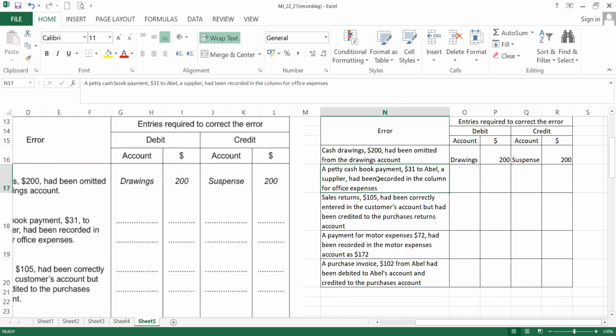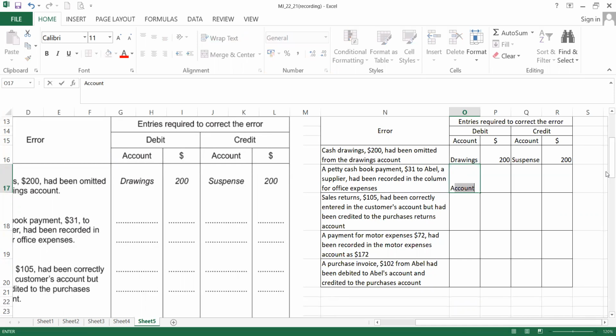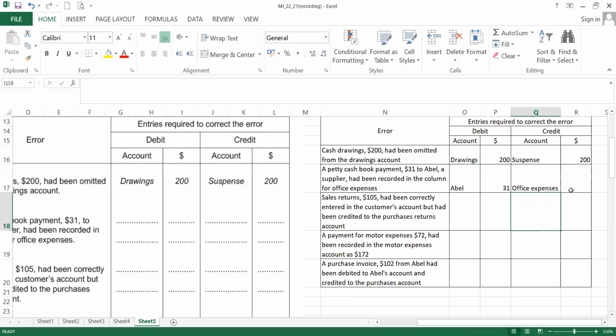A petty cash book payment of $31 to Abi, a supplier, has been recorded in the column for office expenses. We pay to Abi, but we go and record office expenses. So we should debit Abi. Abi received money, 31, and the account wrongly recorded is office expenses. So this is the account we should adjust.